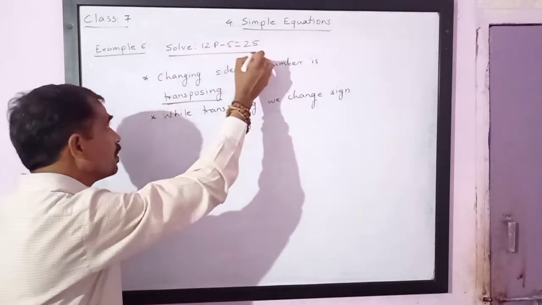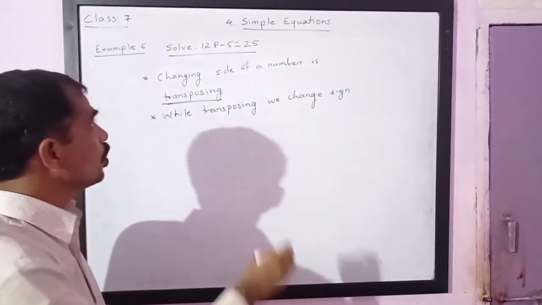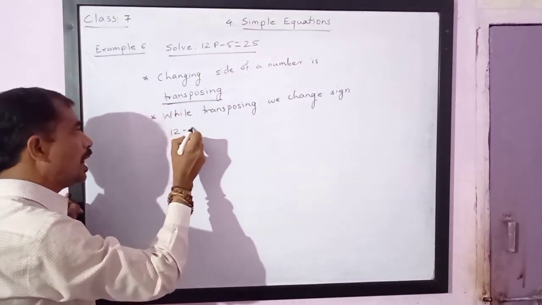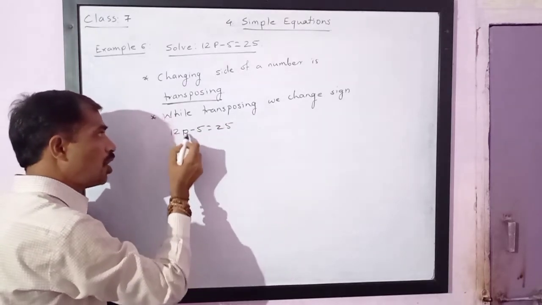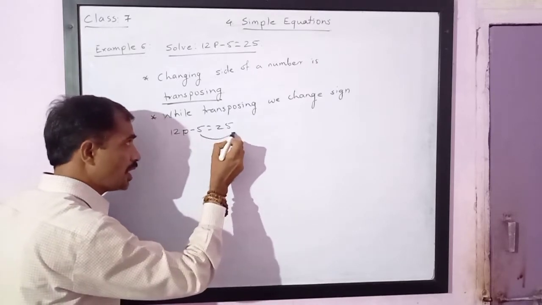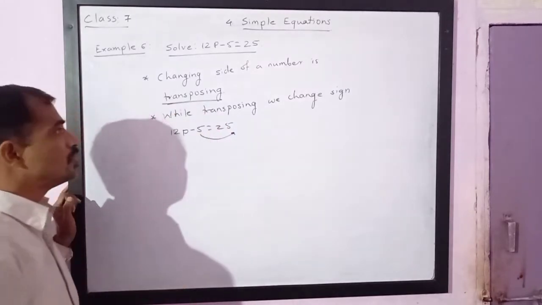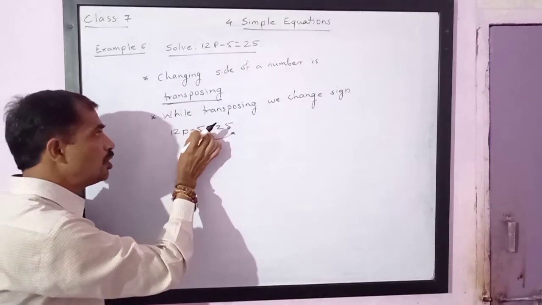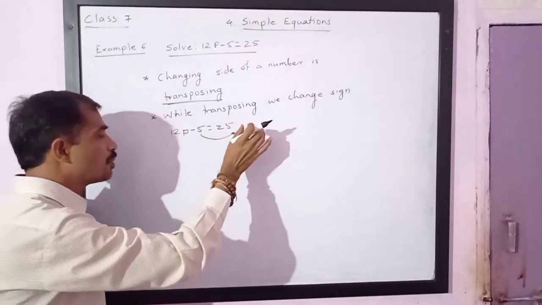So, we have first example, 12p minus 5 is equal to 25. So, please note, we need to eliminate this 5. So, what we are going to do? 12p minus 5 is equal to 25. We don't want this negative 5. So, we change the side, we carry it to the other side. Please note, this changing side is called transposing, and while transposing we change the sign. So, when you transpose negative 5 to the right hand side, it becomes positive 5.